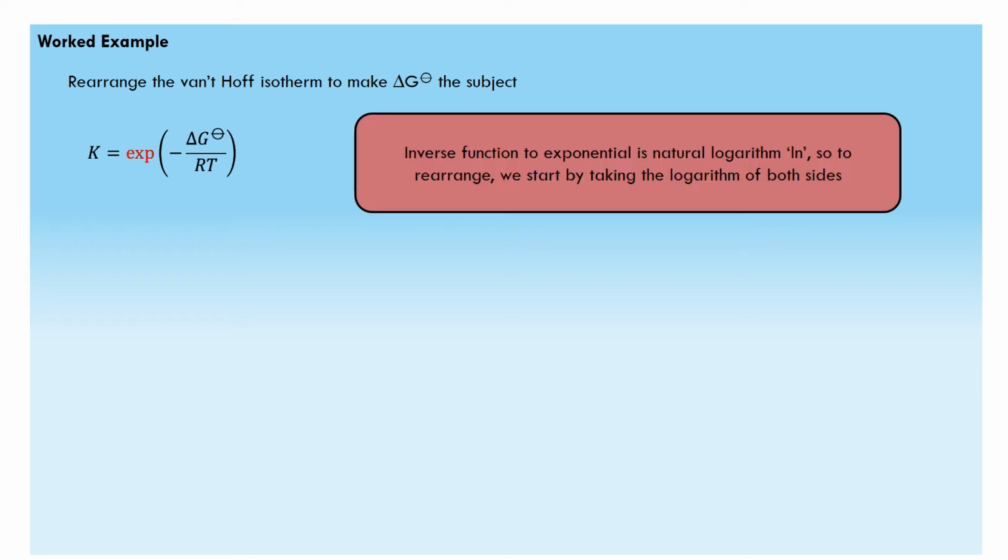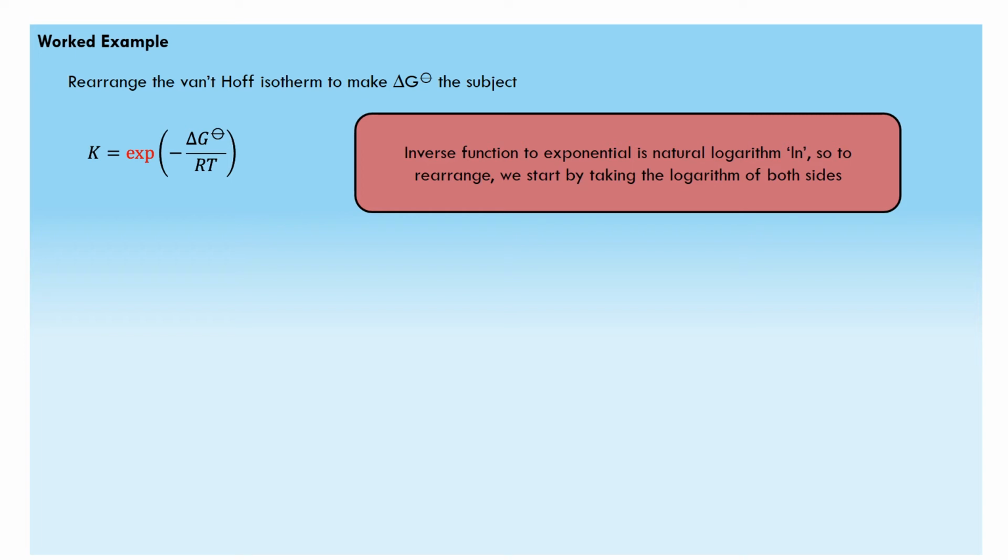Let's have a look at a worked example. We're asked to rearrange the Van 't Hoff isotherm to make delta G the subject. So here's our Van 't Hoff isotherm that we saw in the self-test a couple of slides ago. And we are trying to make delta G the subject. So the first thing that you know is that we have this exponential function that we need to deal with.